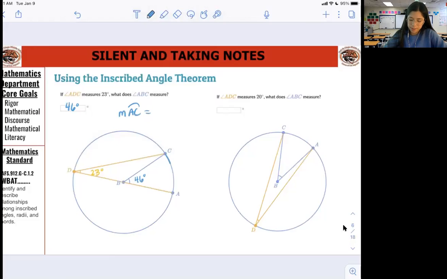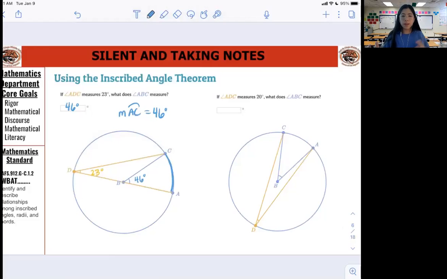How much does AC measure? Arc AC. It's not a trick question. Nope, not 23. Go back to what we just wrote down. 46. They are the same, same exact thing.